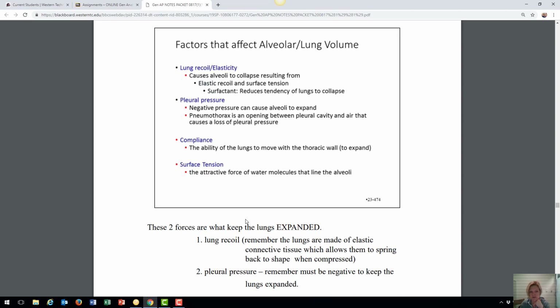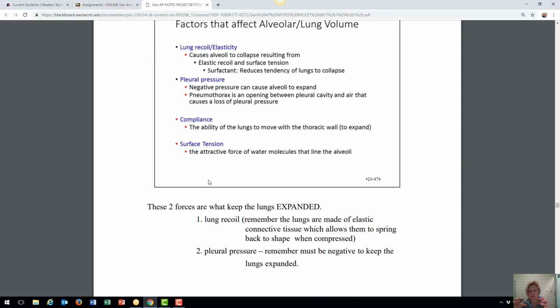And we already mentioned surface tension is the attractive force of water molecules that want to form a water droplet and collapse the lung. So we don't want too much water in the alveoli, just the right amount to allow exhalation to occur but not lung collapse.